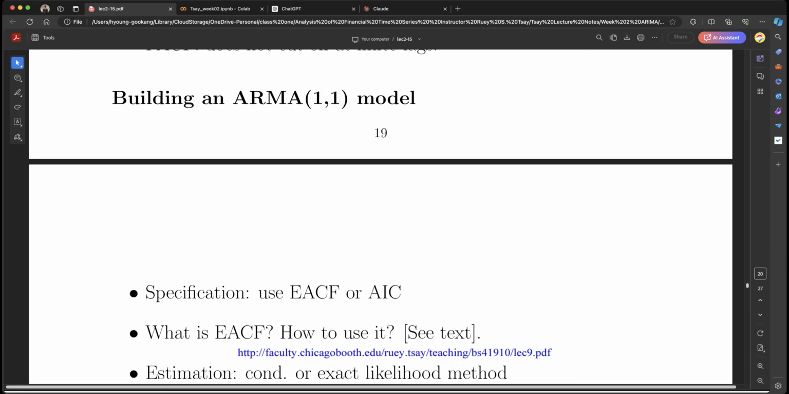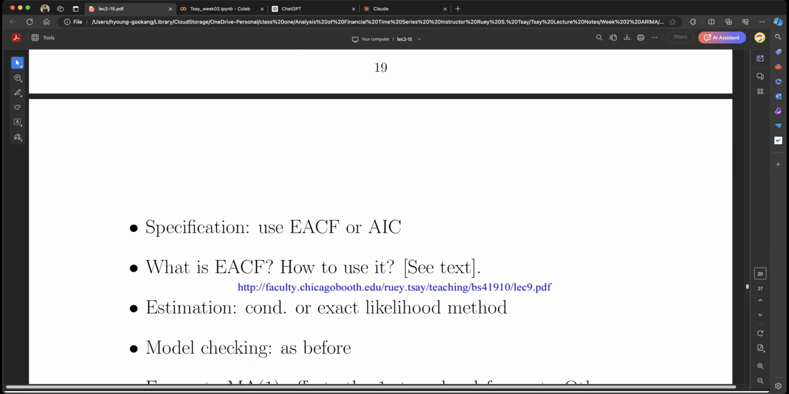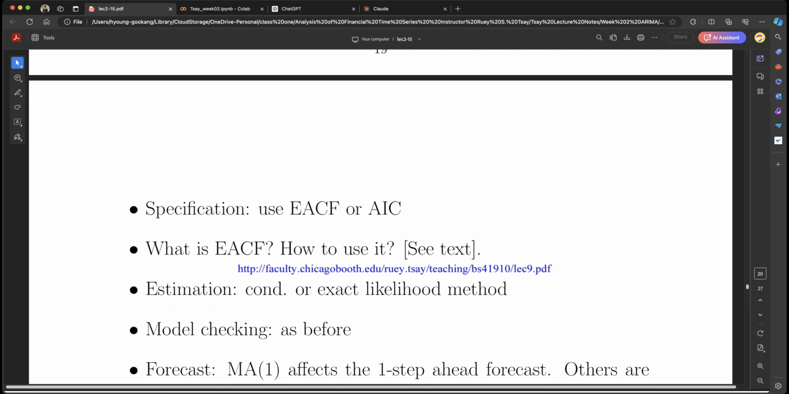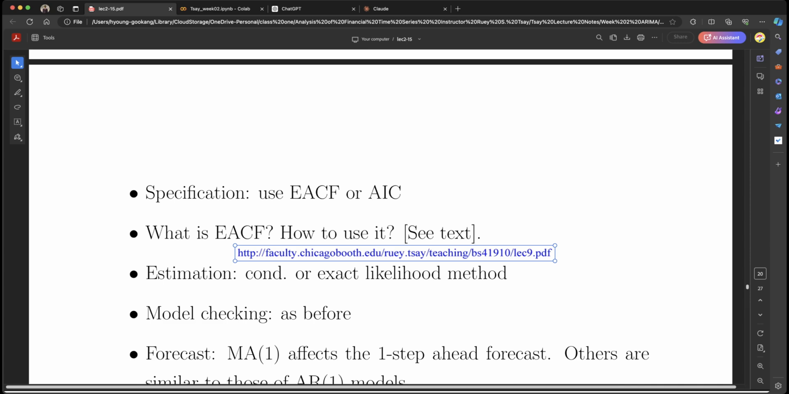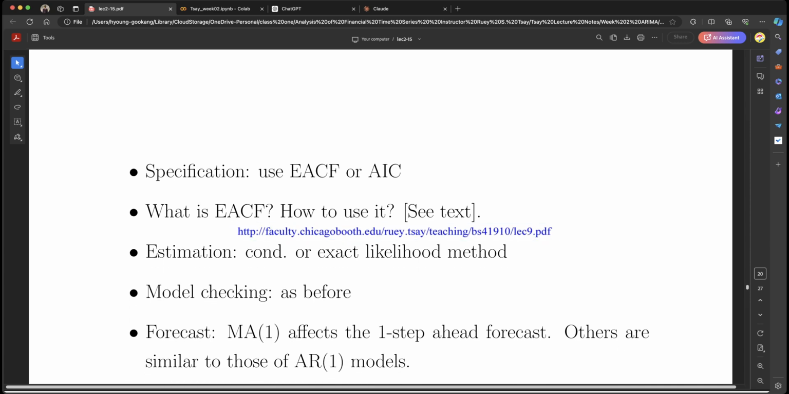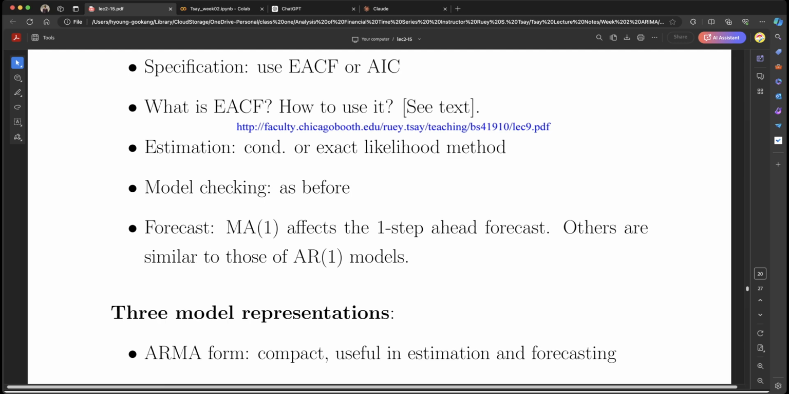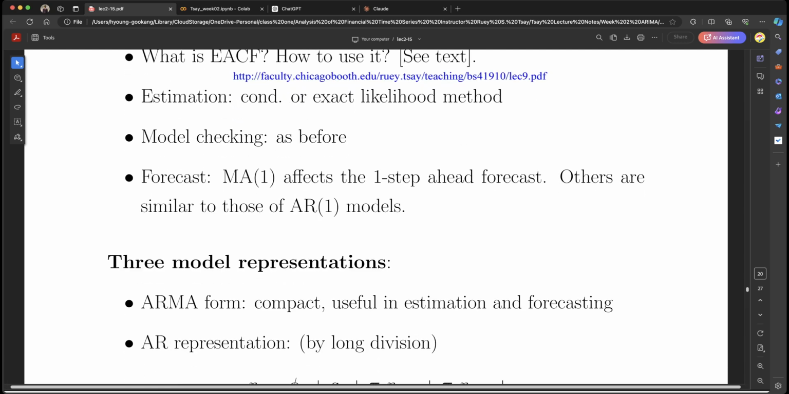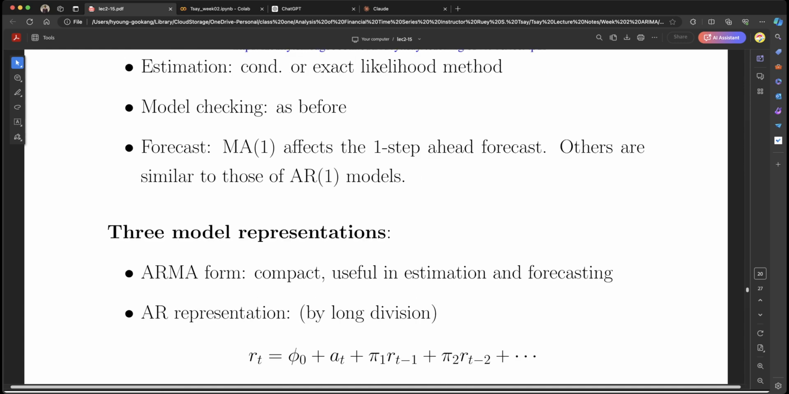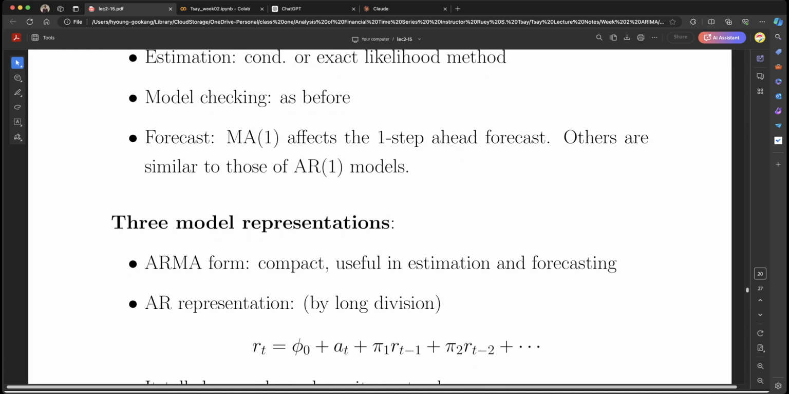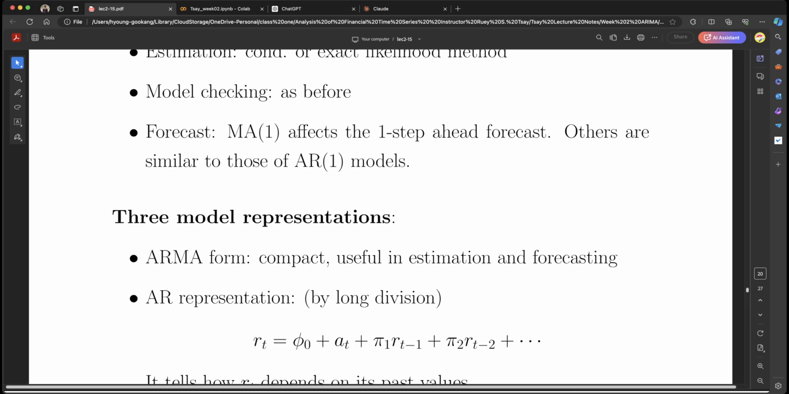Now, building on the ARMA(1,1) model, for specification use the EACF and AIC. What is the EACF? How to use it? Well, we can see the text, section 2.9. And for estimation, the conditional or exact likelihood method. We can use the same model checking as before. For forecasting, the MA part affects only the one-step-ahead forecast; the others are similar to those of the AR model. The three model representations: the ARMA form is compact and useful in estimation and forecasting.